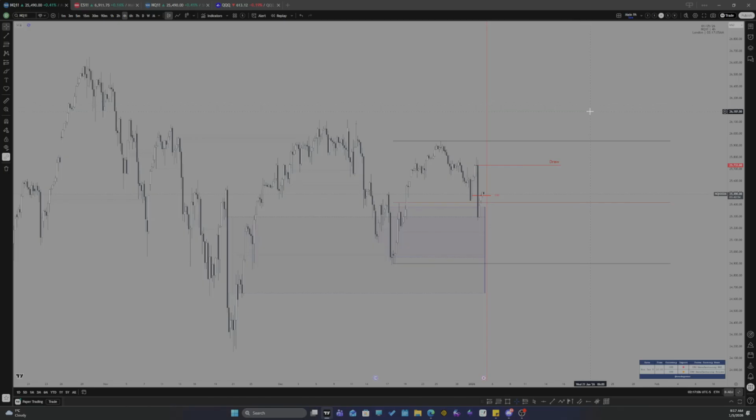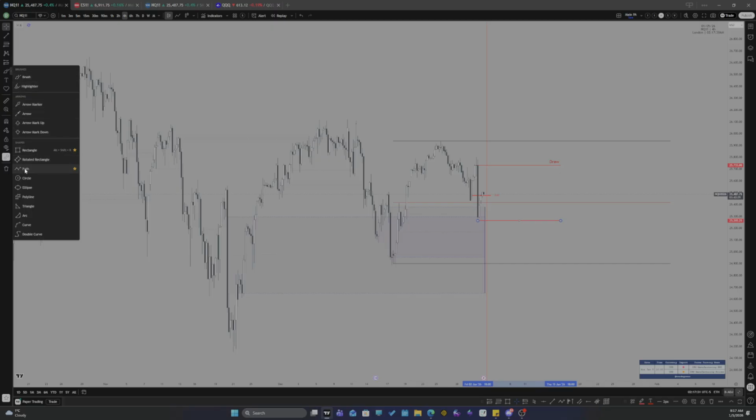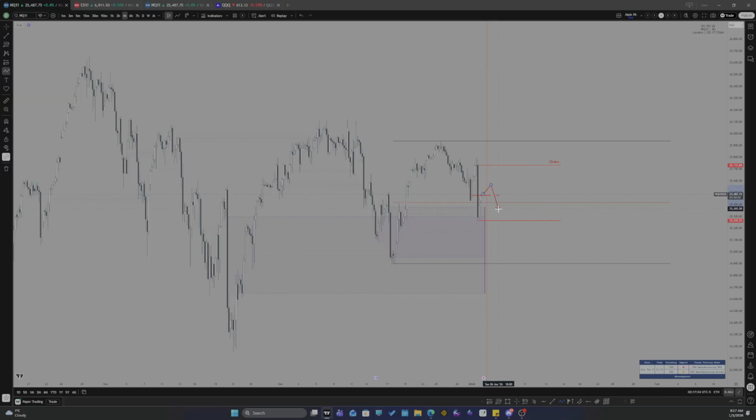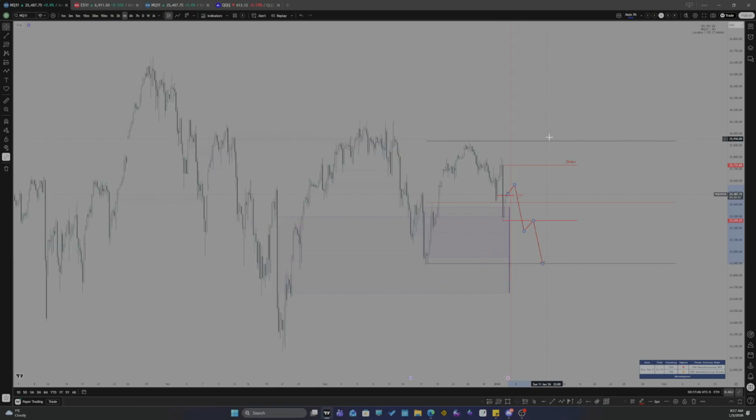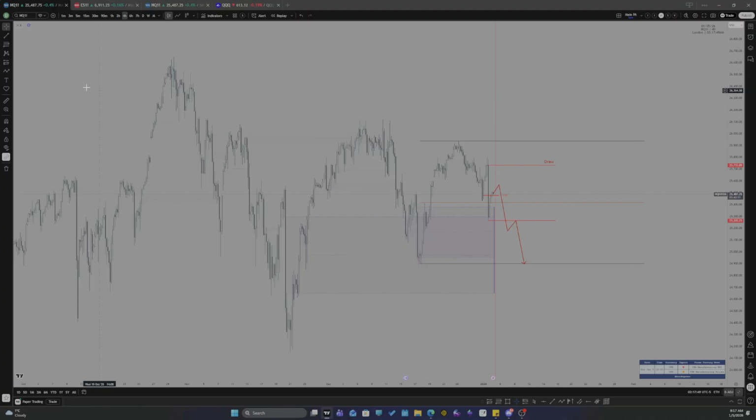That would be the bullish scenario. For the bearish scenario, if the market loses this level here, we can then maybe see a drop all the way into this. That's one scenario for the bearish side.